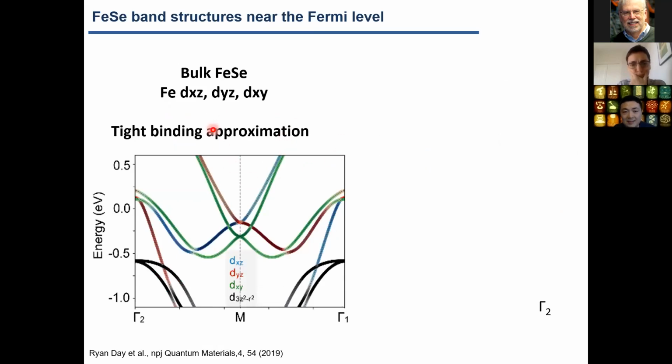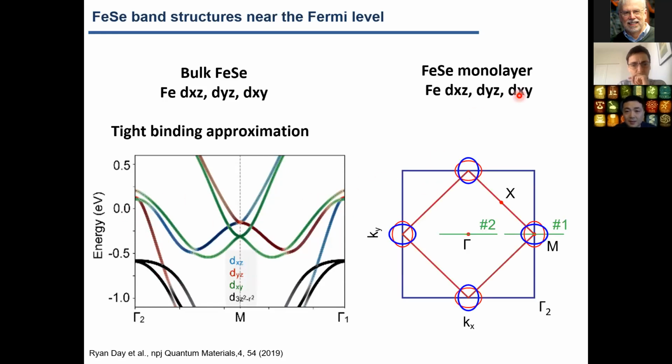specifically for bulk iron selenide. Here's a calculation done by a graduate student at UBC, Ryan Day. He used the tight binding approximation, and he used the hopping terms from the DFT calculation. So he used the tight binding to calculate the band structure of bulk iron selenide. You can see at the Fermi level, you have dxy, dyz, dxz orbitals. And now if you compare to a monolayer, the band structures are different, but you are still dealing with some different orbitals at the Fermi level.